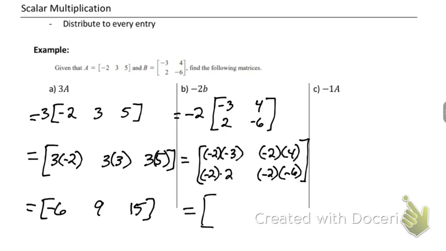That's going to end up equaling, well, negative 2 times a negative 3 is a positive 6. Negative 2 times 4 is a negative 8. Negative 2 times 2 is a negative 4. Finally, negative 2 times a negative 6 is a positive 12.